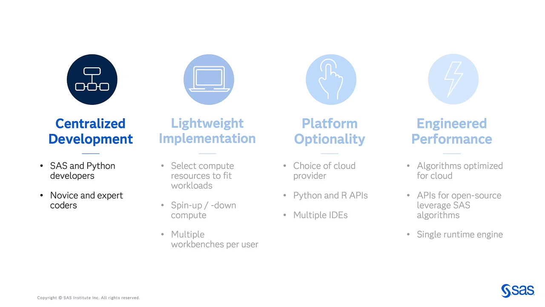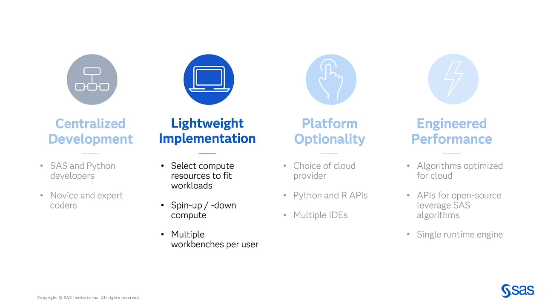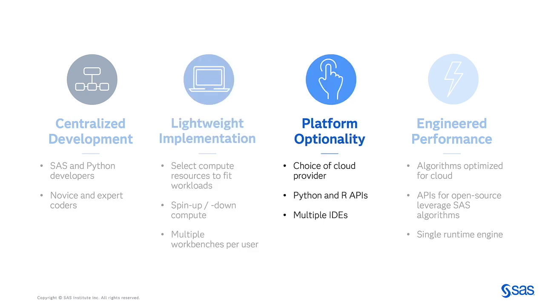One of the main benefits of SAS Viya Workbench is its centralized development across a range of users. SAS and open source developers can both code in the same environment and collaborate using GitHub for distributed version control. This is all done in a lightweight implementation in which the users themselves can limit their cloud costs by selecting only the amount of compute they need and only using it when they need it. With SAS Viya Workbench, users also have platform optionality, meaning they can tailor their environment to their specific needs and are not locked into a cloud or data provider.